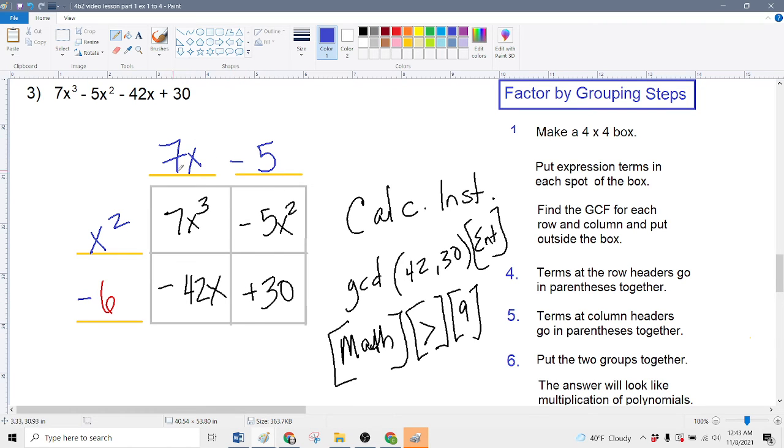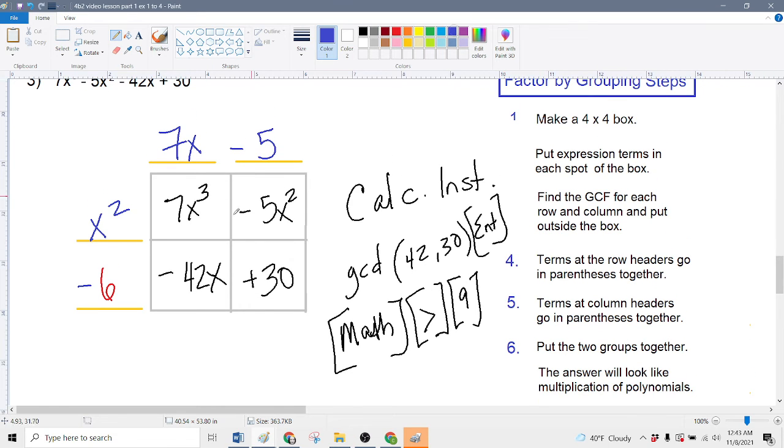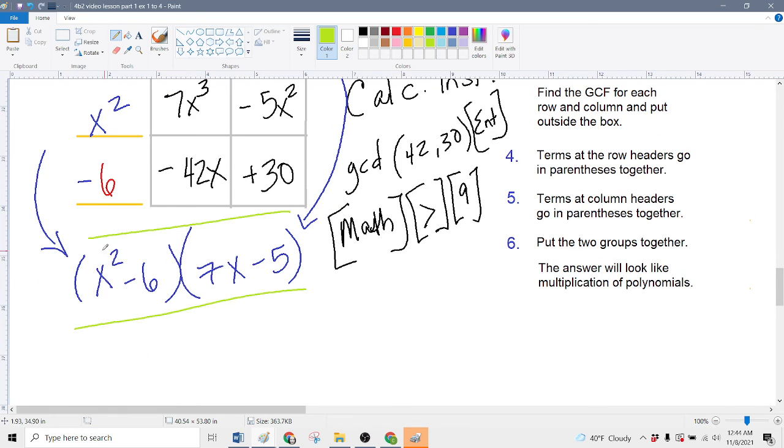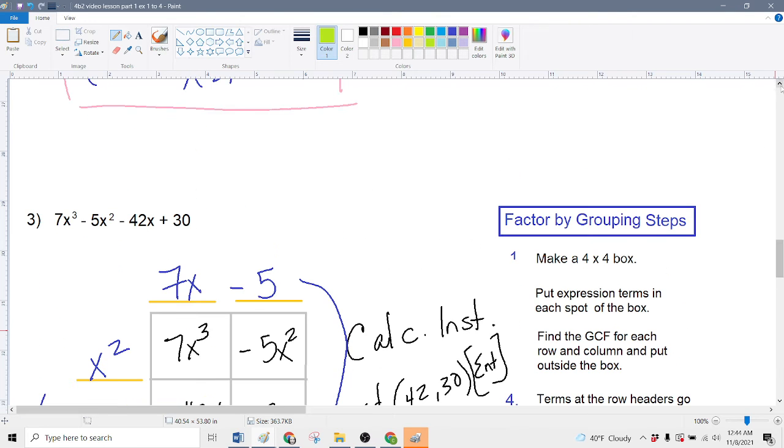Let's check our second row, make sure that we did everything right. 7x times -6 equals -42x, yep. -5 times -6, +30, great. All right, so at this point, we'll take those terms that are on the side. Those will come down into our first set of parentheses. x squared minus 6 times, and now here we'll bring down those top terms, 7x minus 5. All right, and that is the answer for that example number 3.